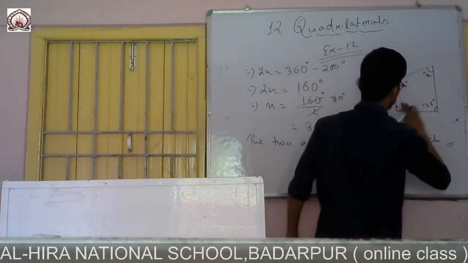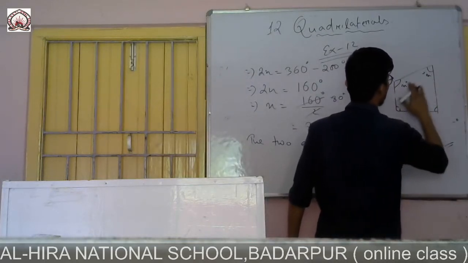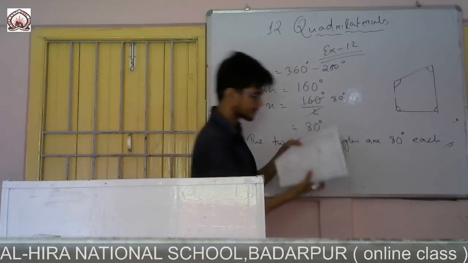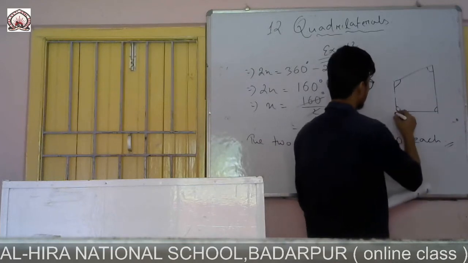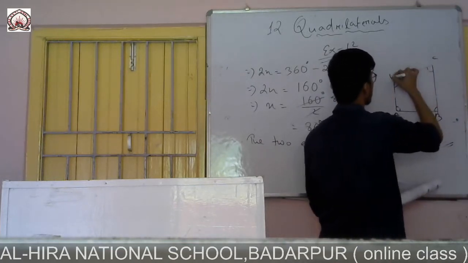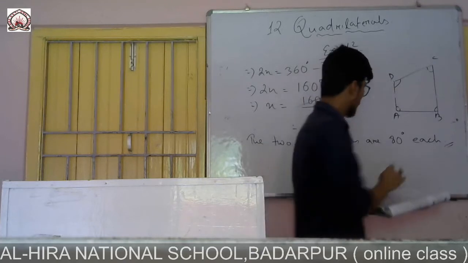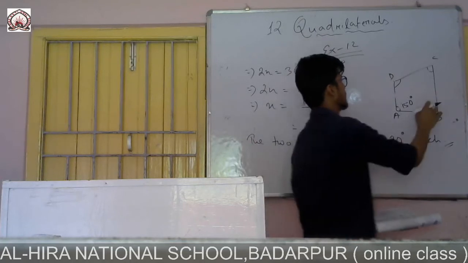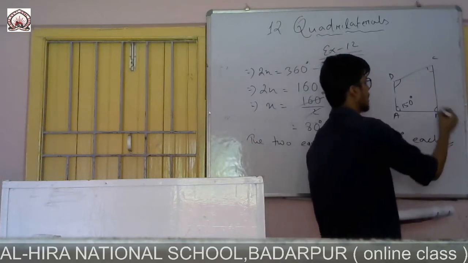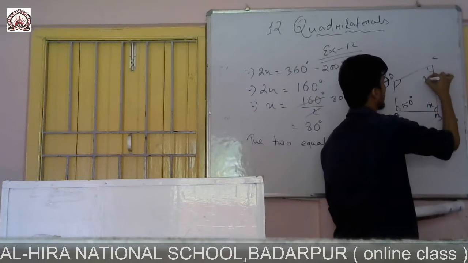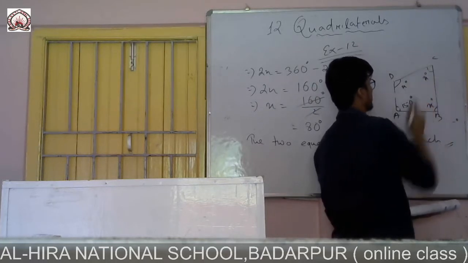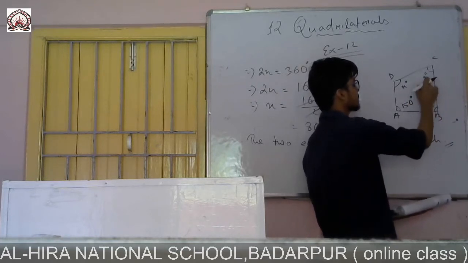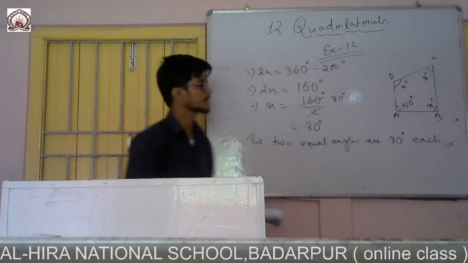Okay, so let me think, this is the quadrilateral which is given, ABCD. So I will name it A, B, C and D. And angle A is given as 150 degrees, and the rest all of them are the same. B equals C equals D. So I will let each of them be x degrees. That means the sum of the angles will be 360 degrees. 150 plus x plus x plus x equals 360 degrees.